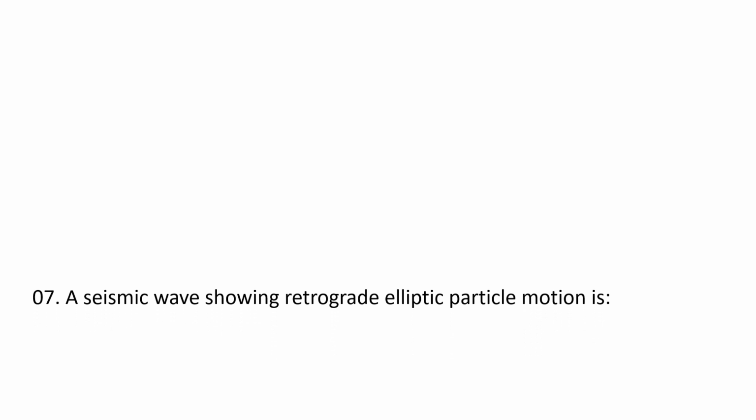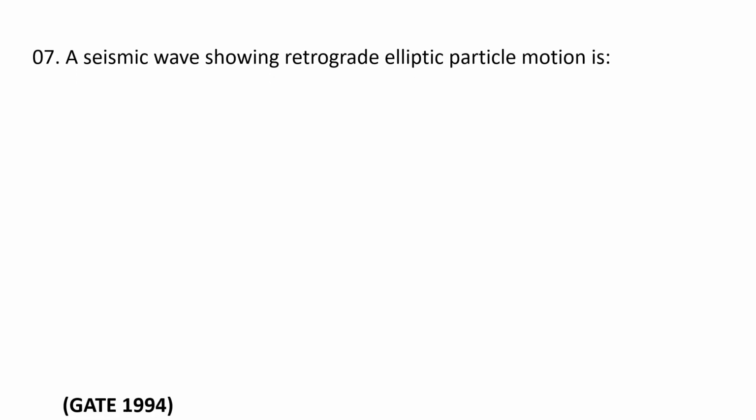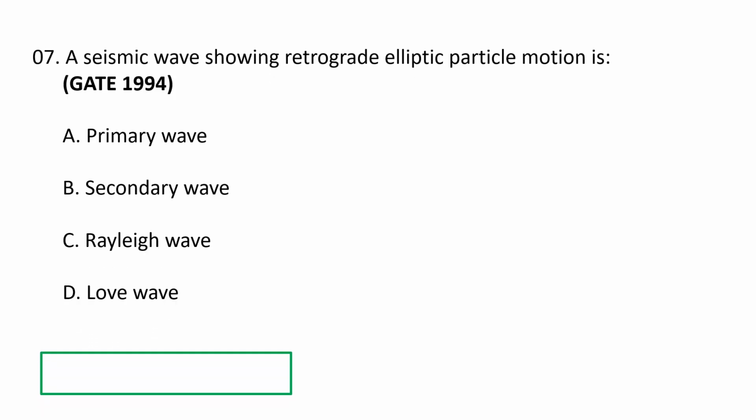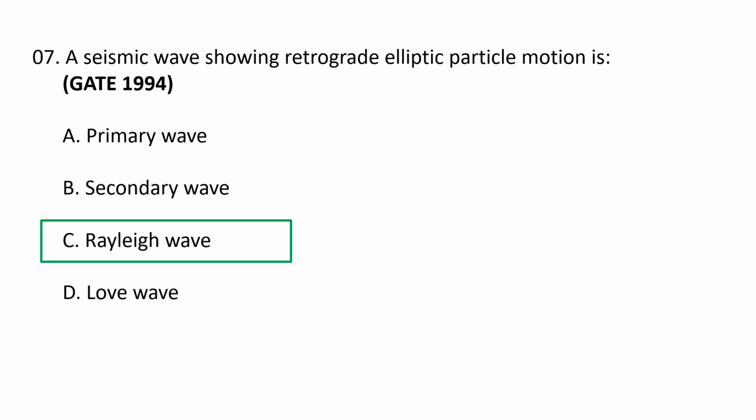Next question. A seismic wave showing a retrograde elliptical particle motion is A. Primary wave, B. Secondary wave, C. Rayleigh wave, D. Love wave. A seismic wave showing retrograde elliptical particle motion is known as a Rayleigh wave. Rayleigh waves are surface waves that move in elliptical motion, producing both a vertical and horizontal component of motion in the direction of wave propagation. Here the particle motion consists of elliptical motions, generally retrograde elliptical in the vertical plane and parallel to the direction of propagation. So C, Rayleigh wave, is the correct option.